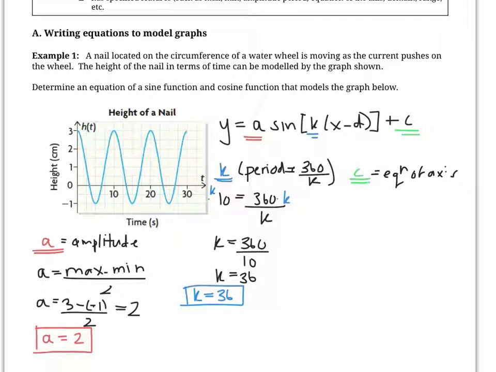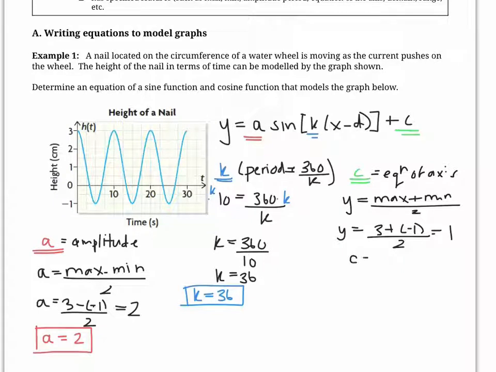And we know the equation of the axis is just the middle of the graph, so it's the average of the max plus the min divided by 2. And our max is 3 plus our min is -1 divided by 2, and that's going to be 2 over 2, which is 1. And we had already anticipated that the middle was 1. So that must be our vertical shift.